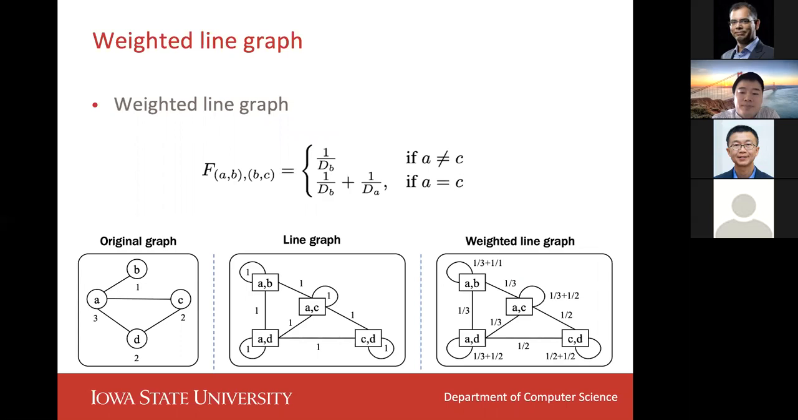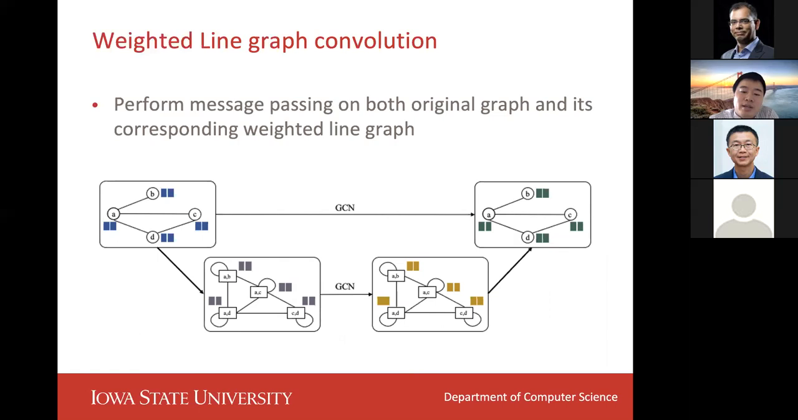So with our weighted line graph structure, we can run the graph neural networks on both graph structures. And then by performing the message passing on the auxiliary graph structure, it can enhance the feature learning on graphs.